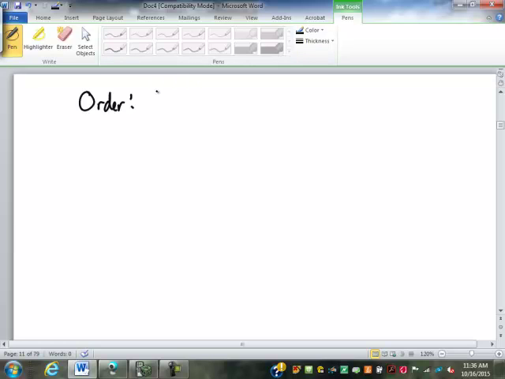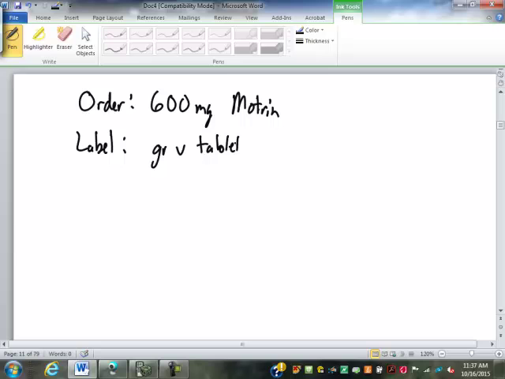Let's say the order is for 600 milligrams of Motrin. On the label, GR V tablets. In your notes, see if you can figure out how many tablets to administer.